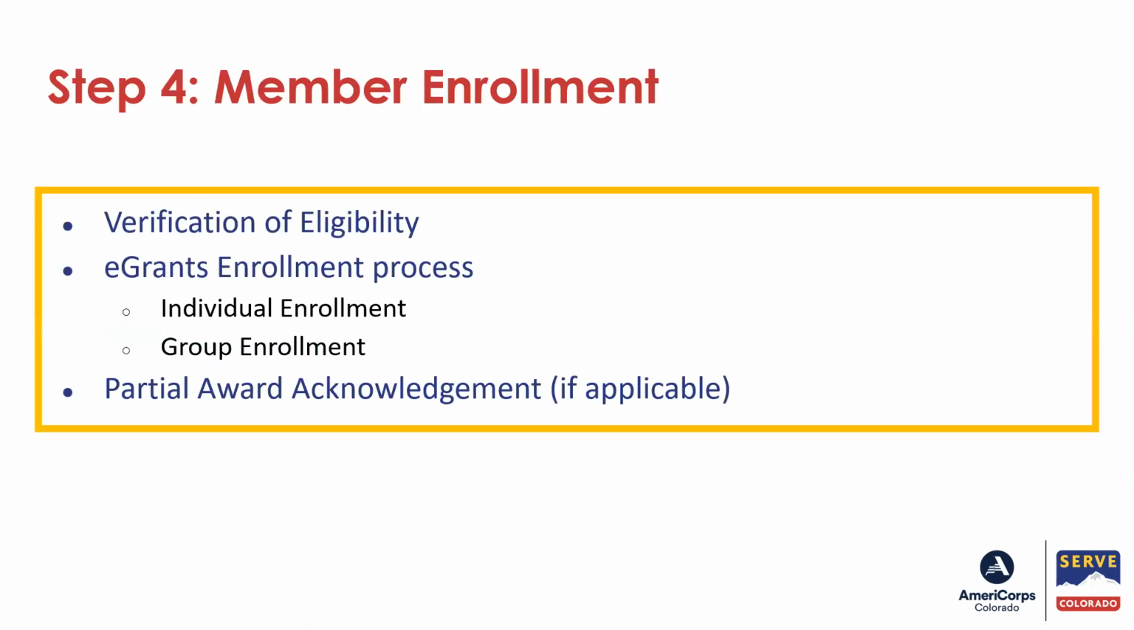All right, so we're going to go on to step 4. This is the final step in the process, member enrollment. So verification of eligibility has gone through. We'll look at the 2 different ways that you can enroll folks in eGrants: individual enrollment and group enrollment. I feel like most of our programs do individual enrollment, but there is a group enrollment potential depending on if your program is eligible. And if you have any folks that are doing their 2nd, 3rd, possibly 4th term and would only receive a partial education award or no education award, but still want to serve, they have to acknowledge that in the enrollment process. So let's dive a little deeper.